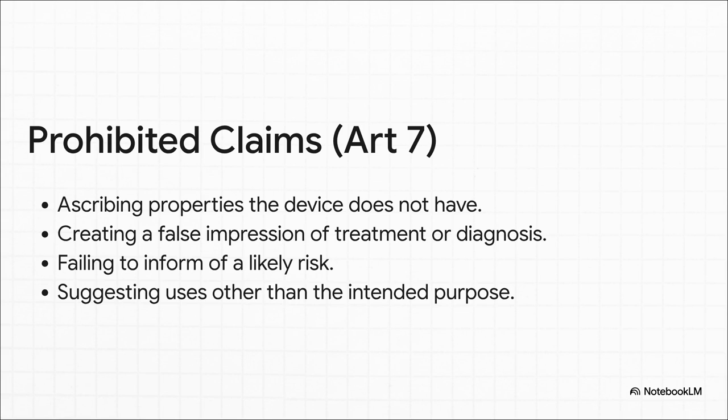And Article 7 makes another point that is absolutely critical. It's not just about what your device does, it's about what you claim it does. Any claim you make, whether it's on the label, in an ad, or in the instructions for use, has to be provably true and perfectly aligned with the device's intended purpose. Misleading users in any way is strictly forbidden.